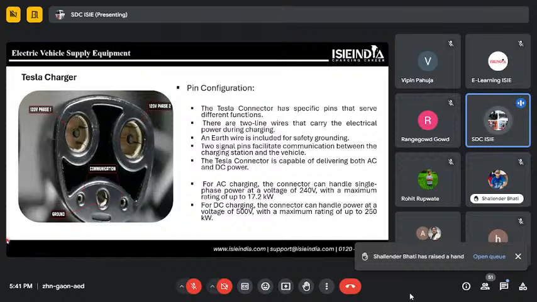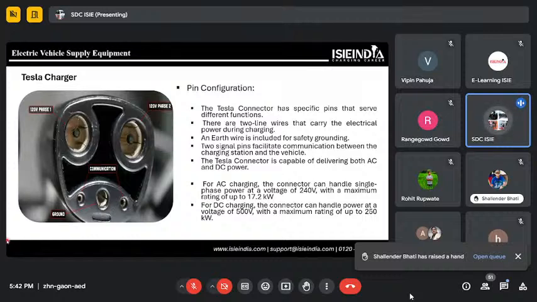And for AC, the connectors handle single phase power supply, which is up to 240 volt with a maximum rating up to 17.2 kilowatt, right? Along with that, when we are talking about DC chargers, it gives 250 volt up to 500 volt and a maximum rating up to 250 kilowatt, right? So as per these AC chargers and DC chargers, the vehicles are going to be fast charged when we go for DC chargers.